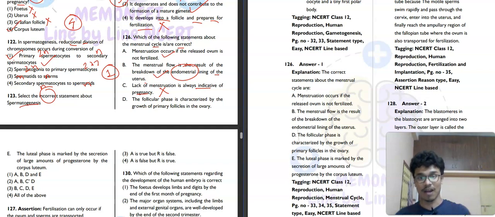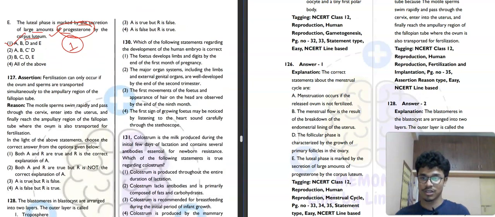Yes, lack of menstruation may be indicative of pregnancy, but not always. The follicular phase is characterized by the growth of primary follicles in the ovary. It is also correct. The luteal phase is marked by the secretion of a large amount of progesterone by the corpus luteum. It is absolutely correct. This progesterone helps in maintaining the pregnancy. So what are the correct statements? A, B, D, E. So first option will be our correct answer for this question.